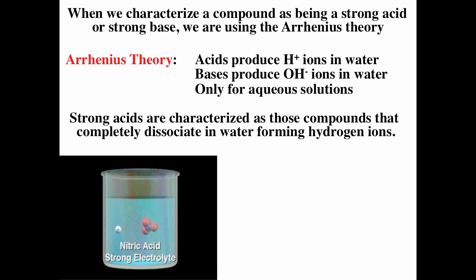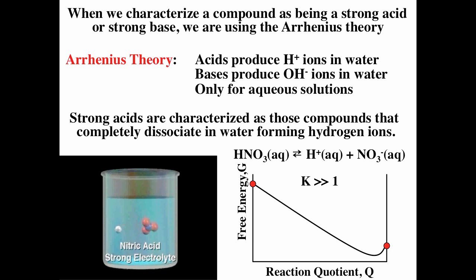So strong electrolytes completely dissociate into ions when added to water. And so all strong acids and all strong bases are strong electrolytes because when you add them to water, all those molecules break apart into ions. And so on the right, you see nitric acid breaking apart into hydrogen ions and nitrate ions.